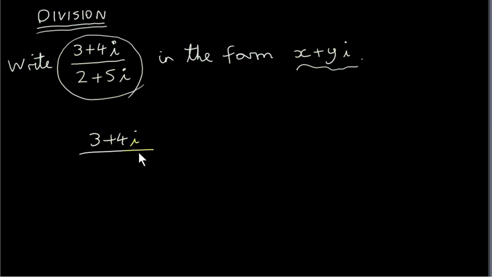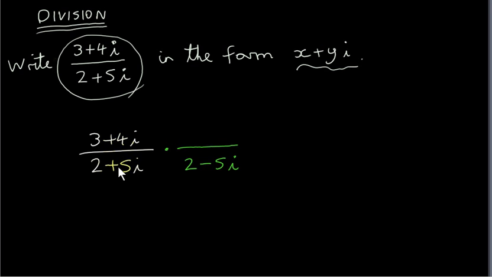So we want to take (3 + 4i) over (2 + 5i) and change its form so it appears as a single complex number. The way we do that is we multiply above and below by the conjugate of the denominator. The denominator is what's downstairs. So the conjugate of 2 + 5i is 2 - 5i. We just change the sign of the imaginary part. So we change from plus 5 to minus 5.